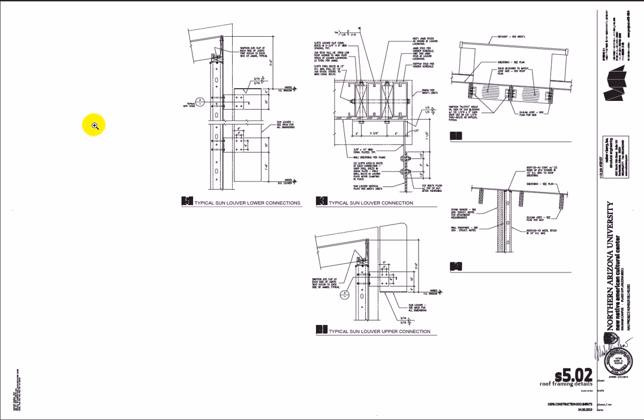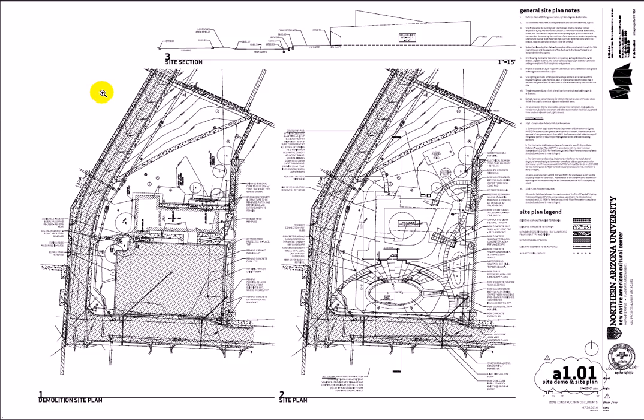So the first thing I want to do is get a feel for what the building looks like. So I'm going to switch over to the architectural drawings. And as I page through the architectural drawings, we usually start at the bottom. So the first drawings typically have to do with the site plan. So here's a site plan.